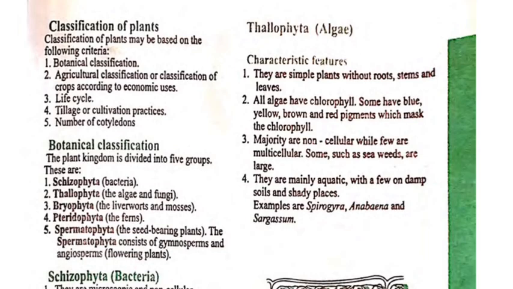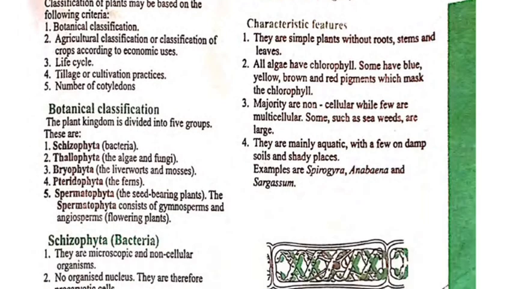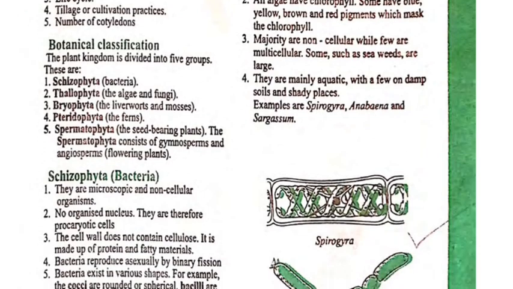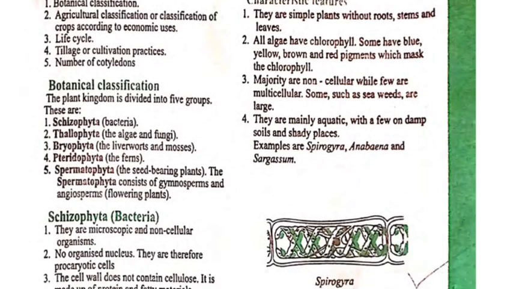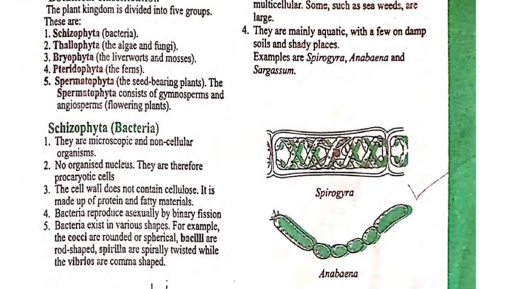Now where you're seeing this non-cellular, it's not like they don't have cells, right? It should have been unicellular. They are mainly aquatic, with a few on damp soil and shady places. Alright, most of them are aquatic, they need water because they don't have roots, stem, leaves, so the main mode of exchange of materials is by what? Diffusion. Alright, so they need water for growth, surely.